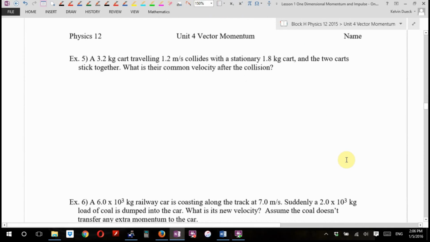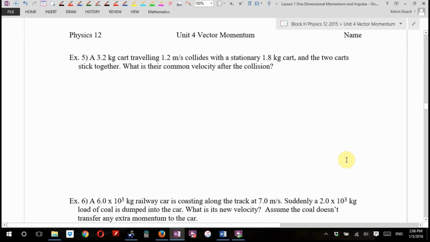Example 5. What's the last word in example 5? This is a job for conservation of momentum. I'm going to start out by saying the sum of all the momentum before the collision equals the sum of all the momentum after the collision.